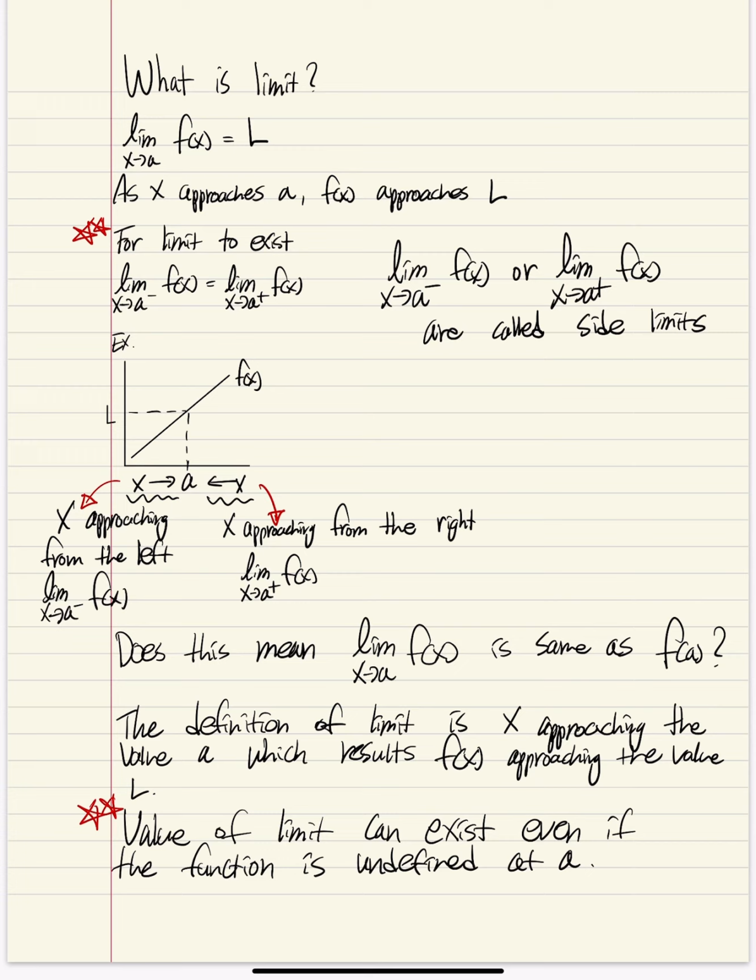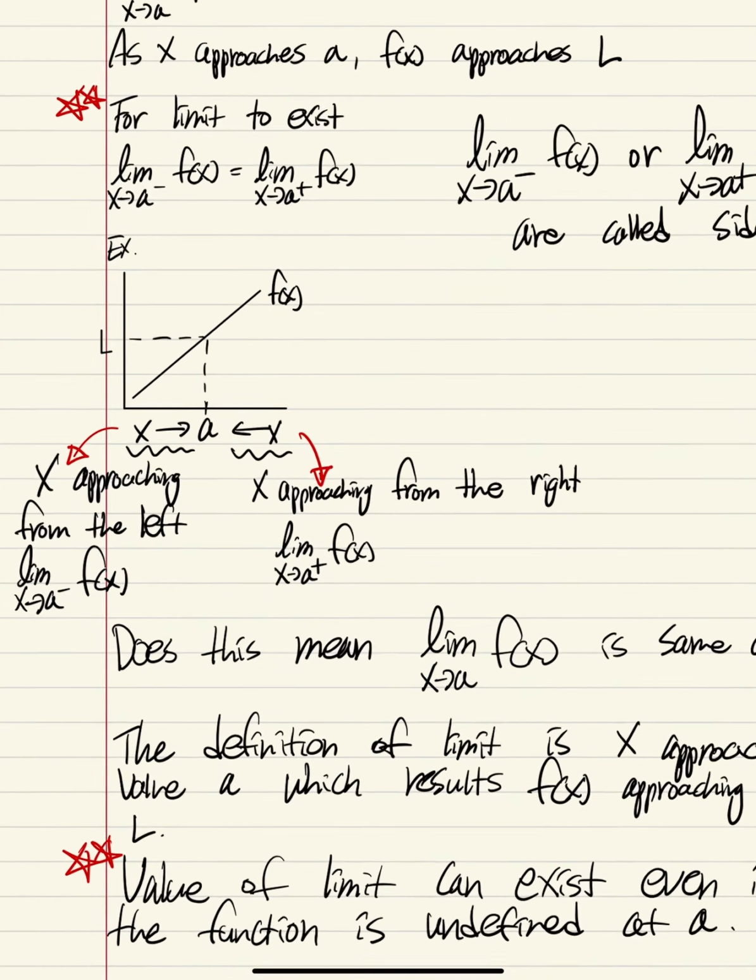But before we move on to the example, there is a must-know rule about limits. As stated, for a limit to exist, the right-hand side limit should equal the left-hand side limit. So let's look at this example.